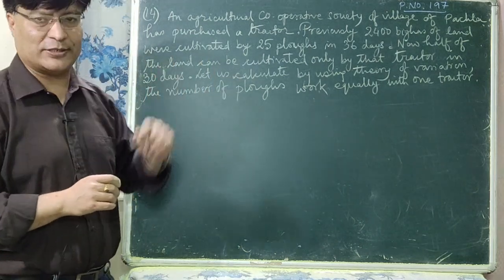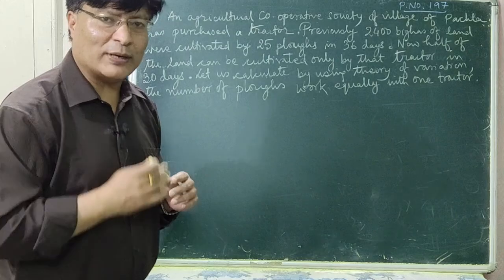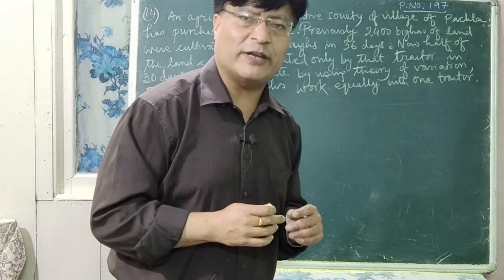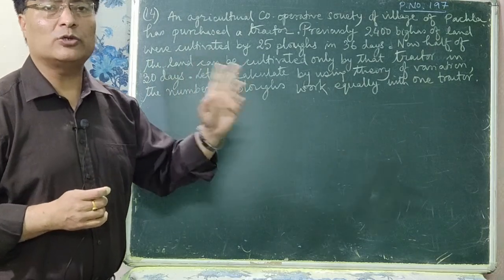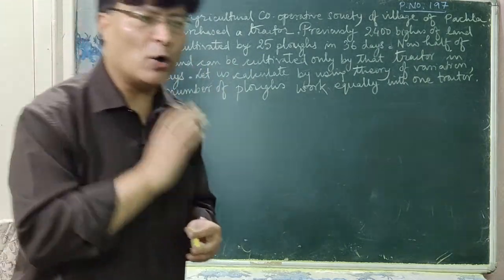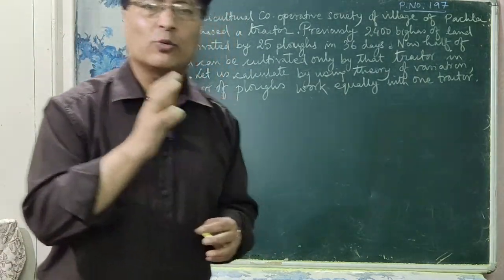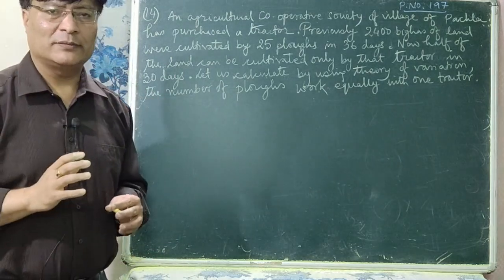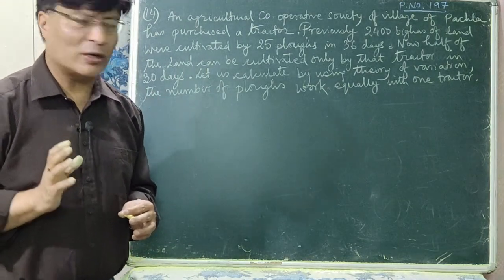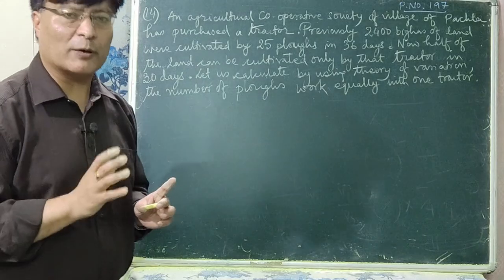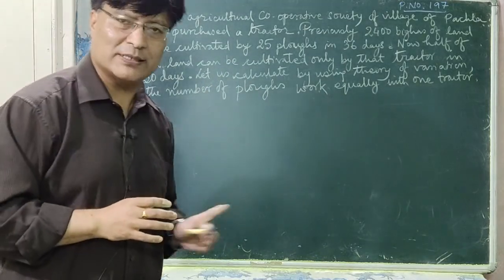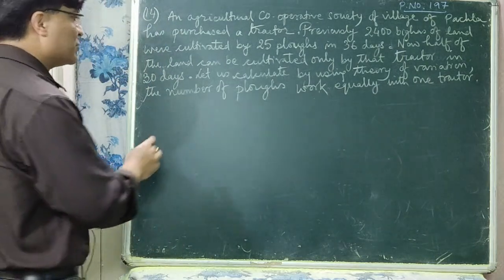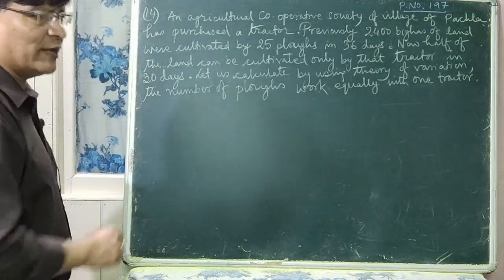In 30 days. So you have to calculate by using the theory of variation the number of plows that work equal to one tractor. So how many plows will be equal to that one tractor? Is that clear to all of you? So let us find out the number of plows that equal to one tractor. Is that clear? So now in this case, let us assume the variables.